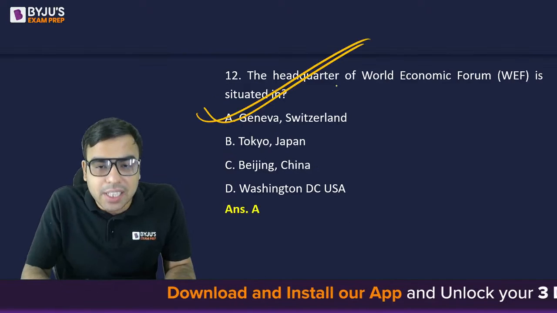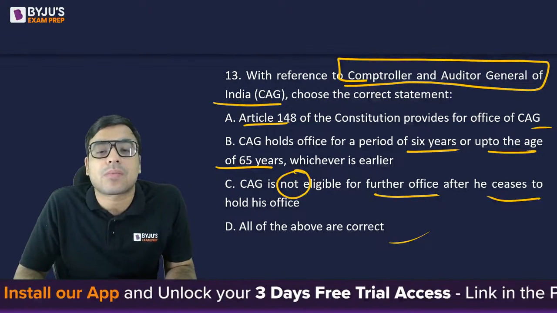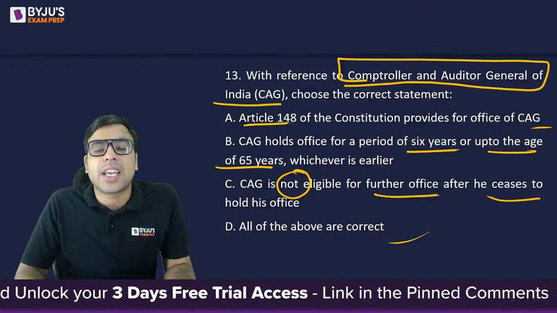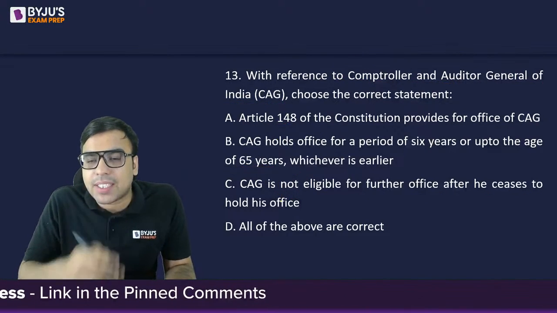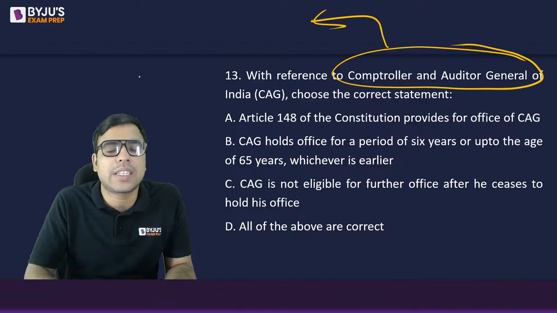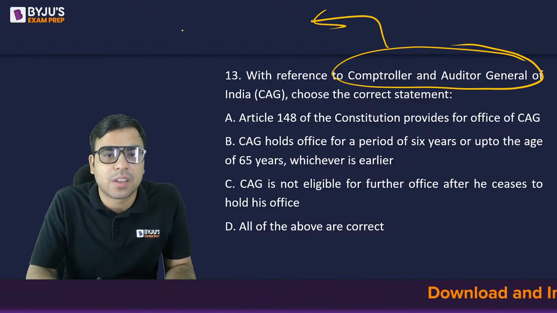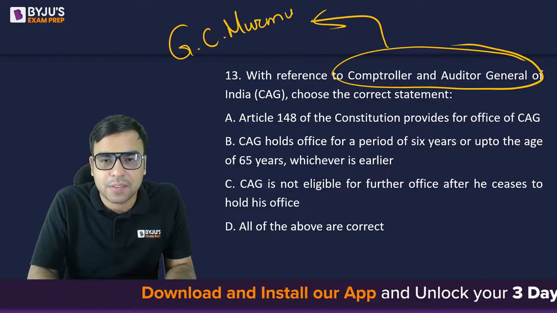हाँ, इससे पहले का A था, बहुत सारे लोगों ने आंसर किया. You all were right, जिन्होंने भी A आंसर किया. अब आपको ये बताना है कि CAG में कौन सी ऑप्शन सही है, कौन सी बात सही है CAG के लिए. And who is the CAG of India right now? Who is the CAG of India? Mr. G.C. Murmu, right? He is the CAG of India.